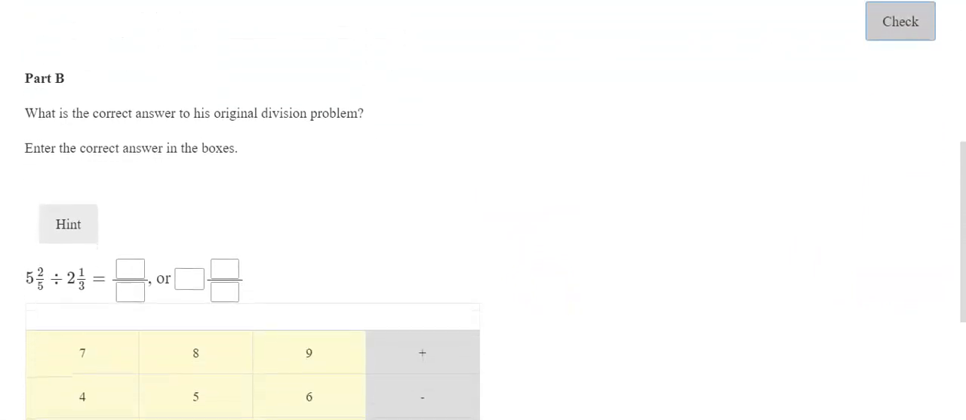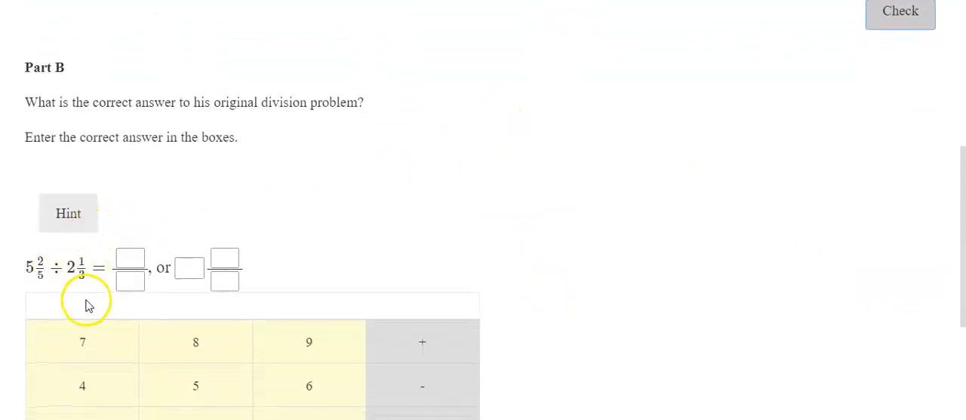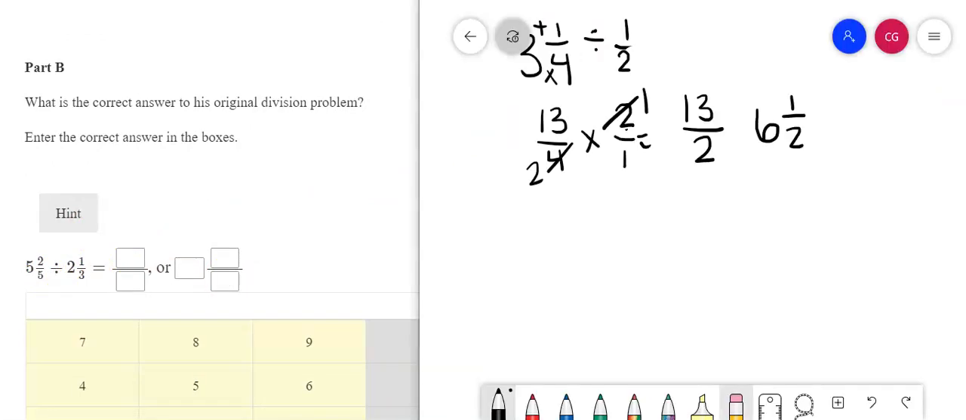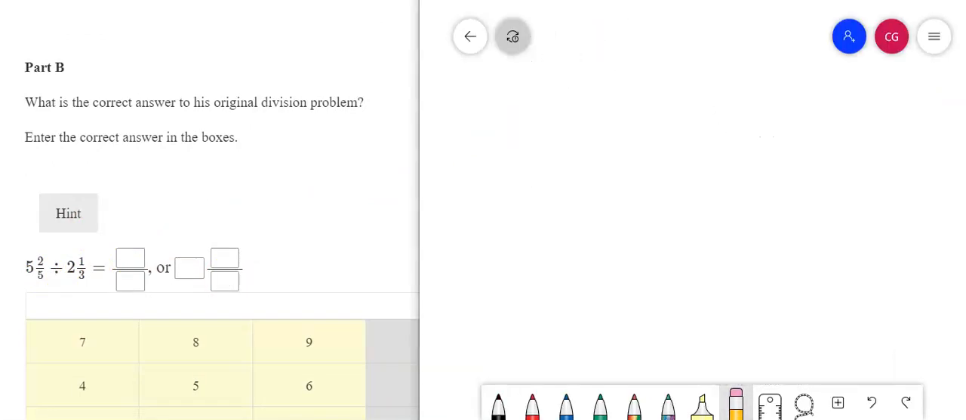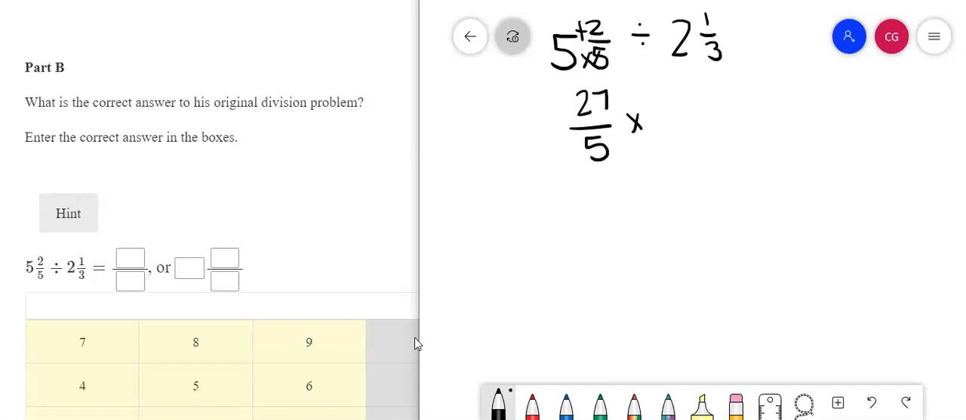B, what is the correct answer to his original problem? So let me get my work page out. Remember, whatever I write over here, you are writing on your own stuff. I have 5 2/5 divided by 2 1/3. So 5 times 5 is 25 plus 2 is 27 over 5. Division changes to multiplication. Then we're going to have to change this one. So 2 times 3 is 6 plus 1 is 7 over 3. I wrote it here, so I remembered to flip it.